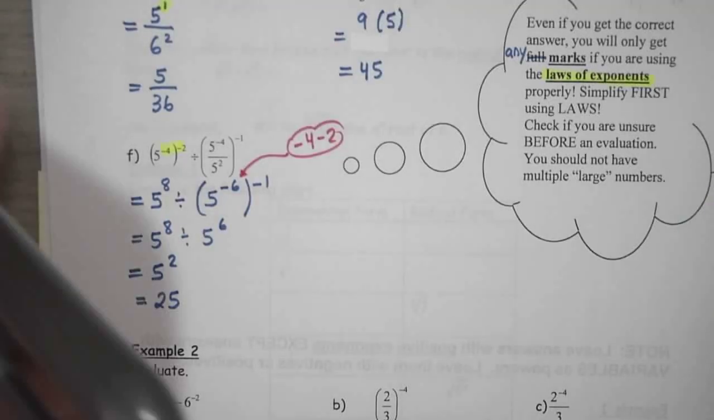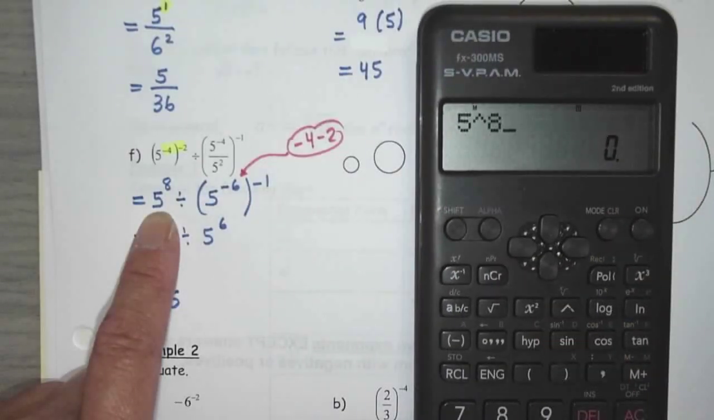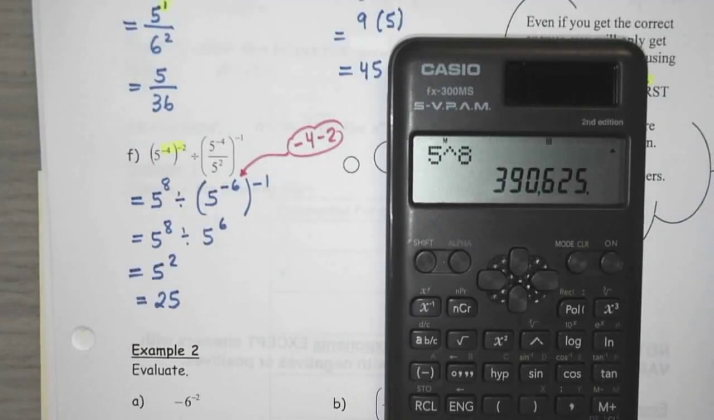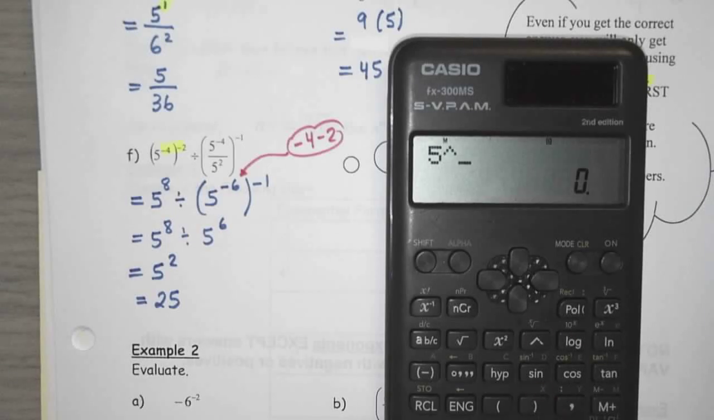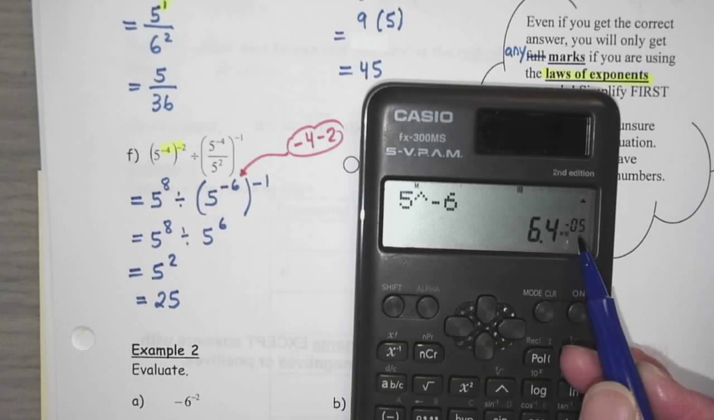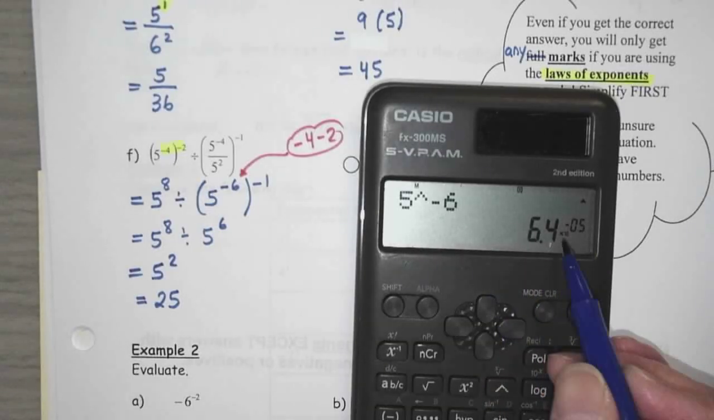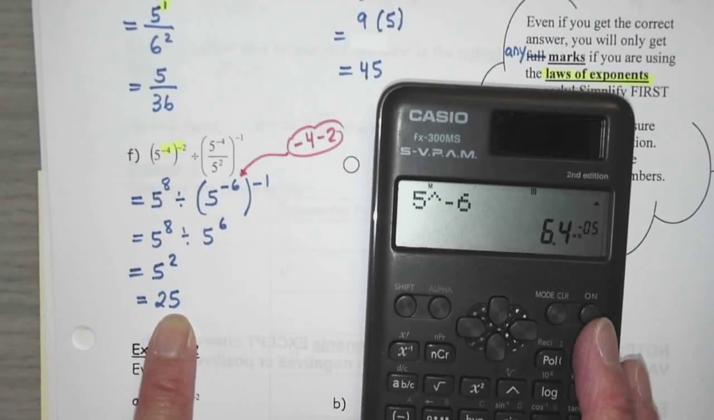What I mean by big is that, do you know what some people do? They do the first step and they go 5 to the 8. Oh, it's 390,625. And they write that down. And then they go, oh, 5 to the -6. Oh, I'm going to do that one. I like that one. Oh, 6.4 times 10 to the -5. That's scientific notation. So they put 0.00064. And they have 390,625. Then they divide. They get 25.